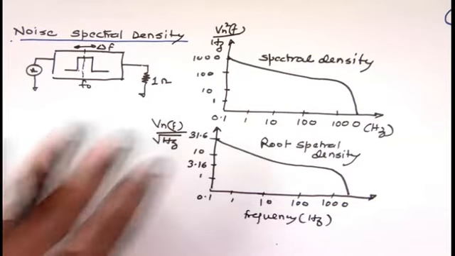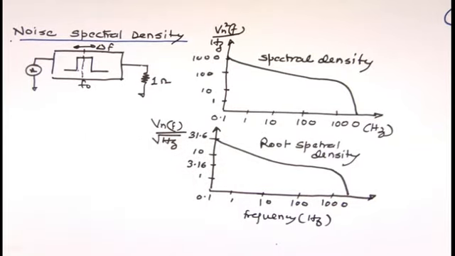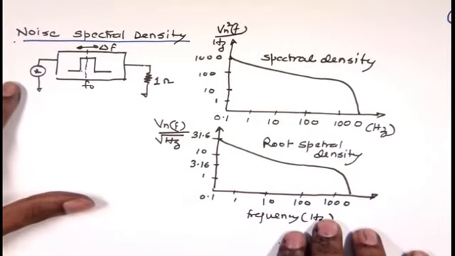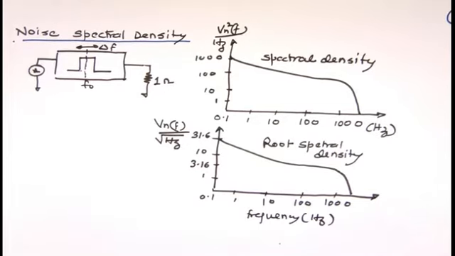So let us try to finish the discussion on noise and a small example on noise analysis of a differential pair that we have worked on, so that we can make some conclusions regarding the sizing of the transistors based on noise. So we are talking about noise spectral density, another important metric to quantify the noise.